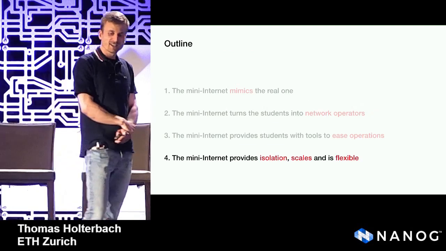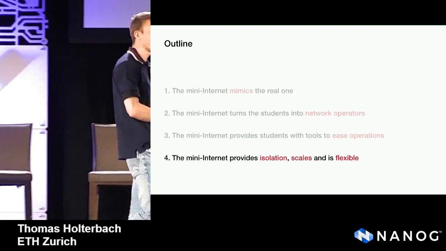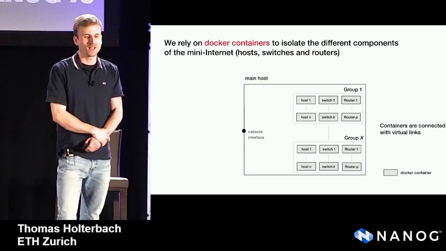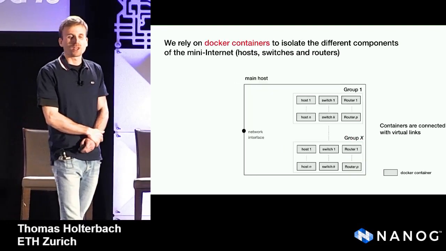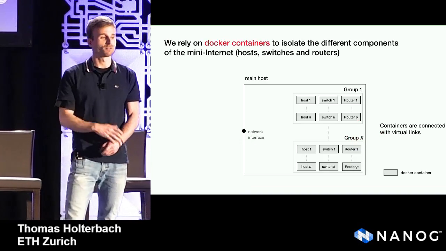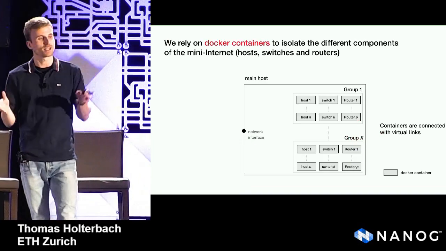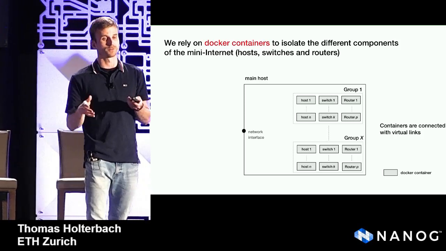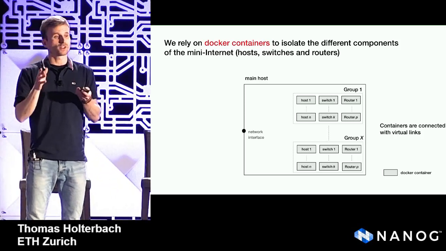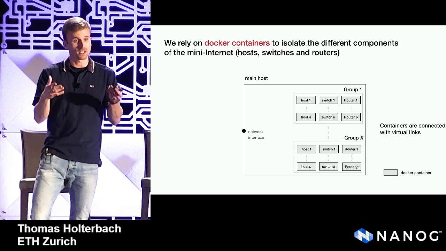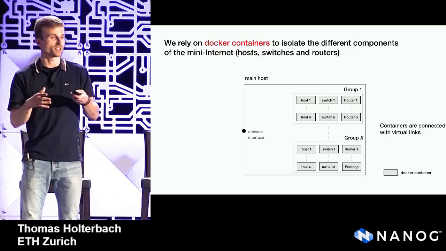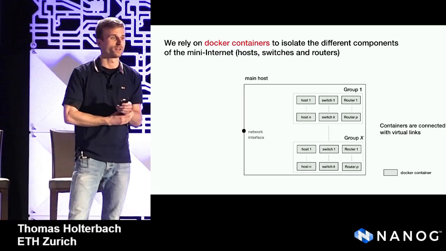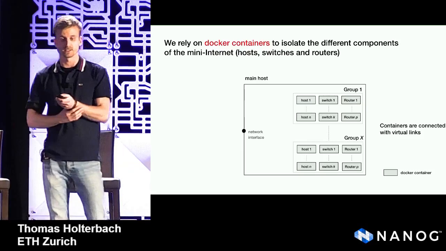Okay, so now finally, I will explain how we implemented this platform such that it provides isolation, it scales, and it's flexible. To implement this platform, we use Docker containers. We have a server, and basically for every router, switch, and host, we use a Docker container. The good news with Docker containers is that they are isolated, so they have their own routing table, so we can easily build a virtual network by connecting those containers with virtual links, and this is what we do here in this case.